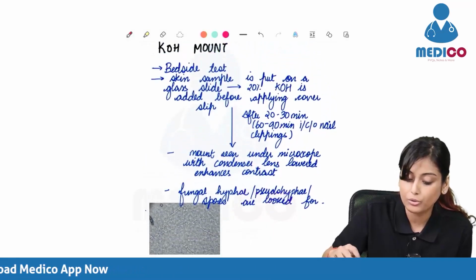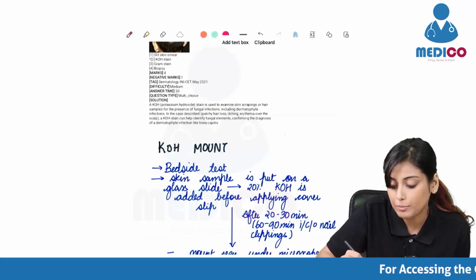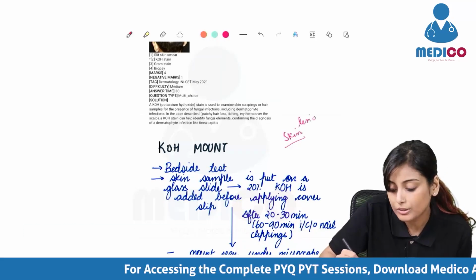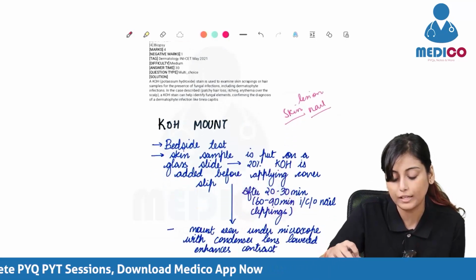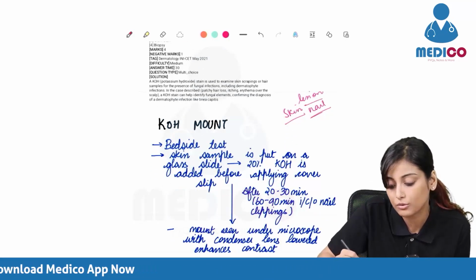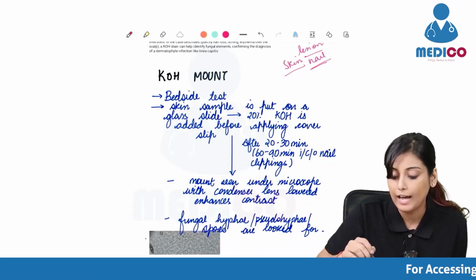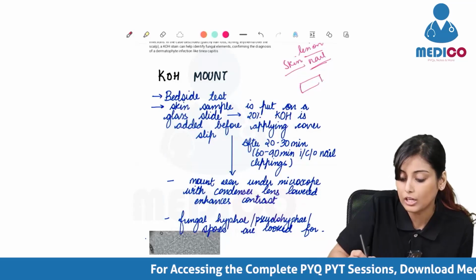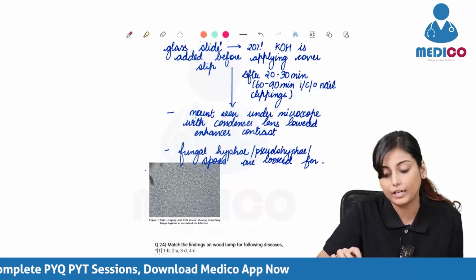So basically what you do is, if you're suspecting fungal infection in a patient, you will scrape either their skin, I mean the lesion, or you will take a scraping from the nail or any other body part where you suspect fungal infection. Then you will put that scraping over a glass slide and put 20% KOH over it. After 20 to 30 minutes, you will see it under the microscope.